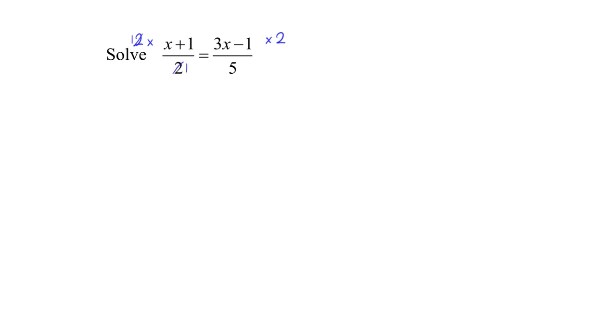I am also going to multiply by 5 on both sides of this equation because by so doing, the 5 can divide off. So essentially, I'm left with 5 times x plus 1 equal to 2 times 3x minus 1.